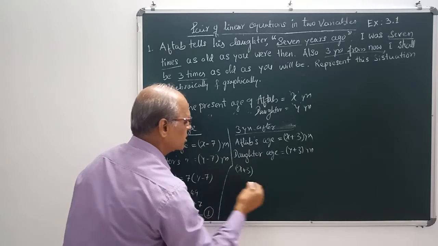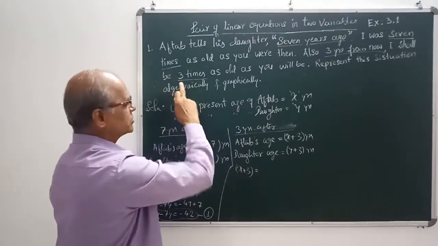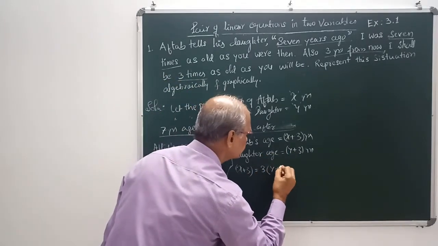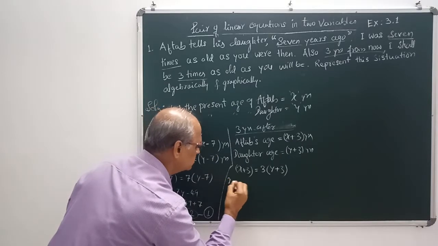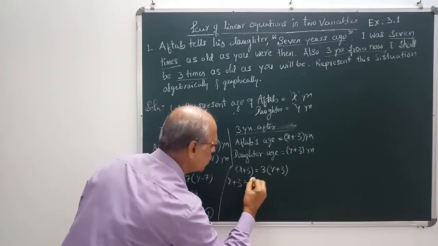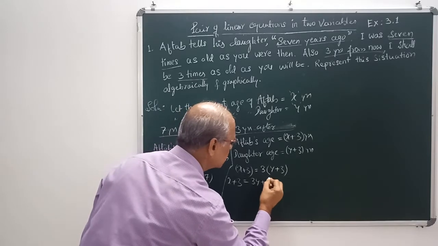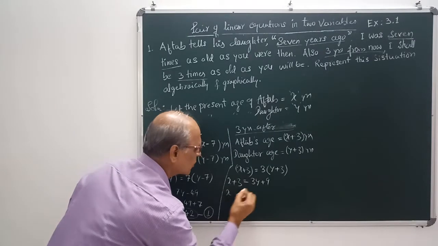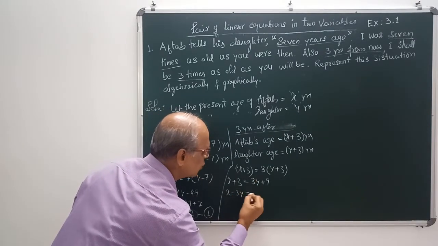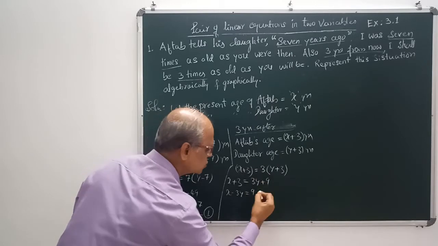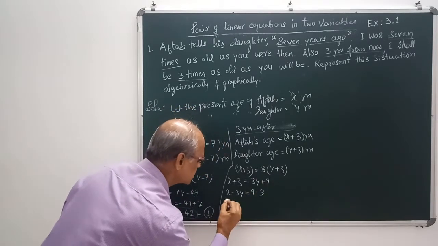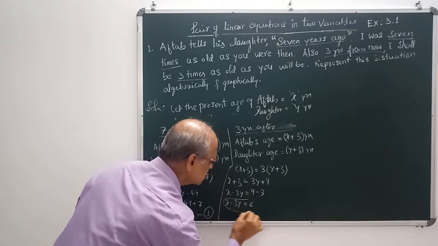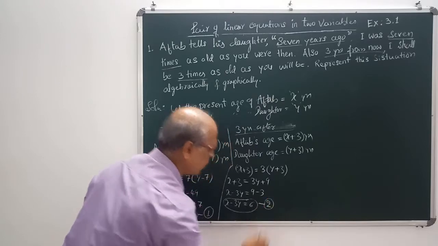x plus 3 is equal to 3 times, that means 3 into your age, that is y plus 3. Okay, simplify again. 3 into y is 3y, 3 into 3 is 9. Bring y to the left hand side and send this 3 to the right hand side. x minus 3y is equal to 9, send this 3 to the right hand side, it becomes minus. x minus 3y is equal to 9 minus 3 is 6. So this is your second equation.